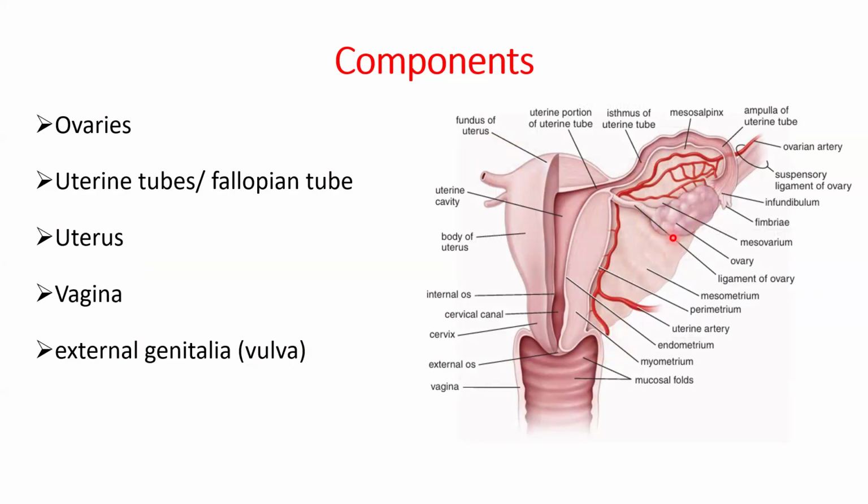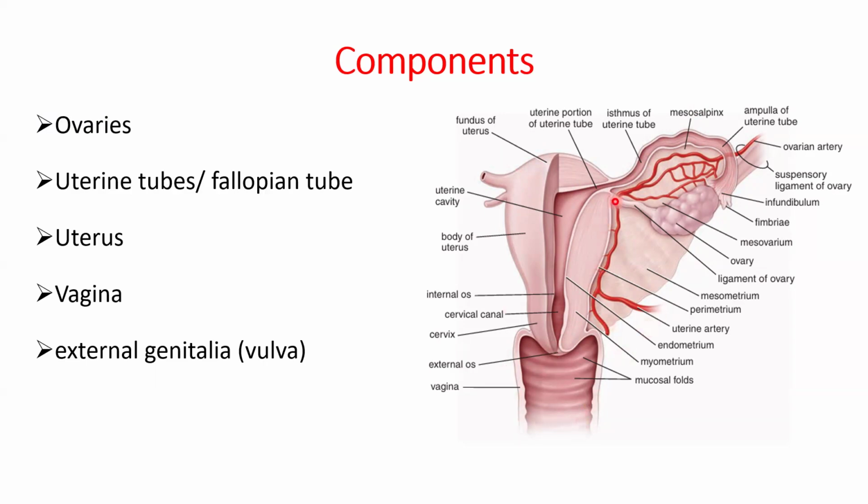So you can appreciate the ovary here. Then you have the fimbriae of the fallopian tube. These are the uterine tube at this point. We can appreciate the ampulla, the isthmus, and then from there you have the uterus. So the uterus has a fundus, a body, and then a cervix. The cervix opens into the vagina, which you can appreciate here.